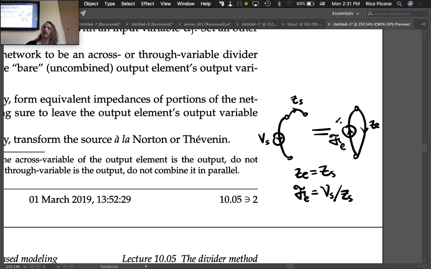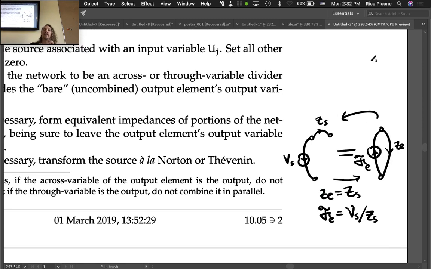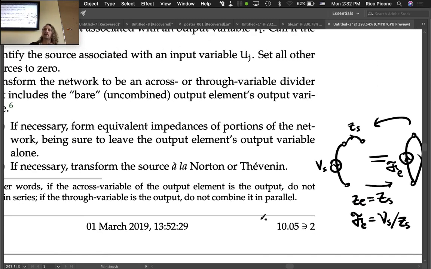That works the other way too. You can have a through variable source in parallel, so you can either go this way or this way. Either way is fine. If you have a through variable source in parallel with an impedance, you can transform that into a Thevenin equivalent. If you have a cross variable in series with an impedance, you can transform that into a Norton. So you can go Norton, Thevenin, Thevenin, and Norton. Doing that might help you find your transfer function.